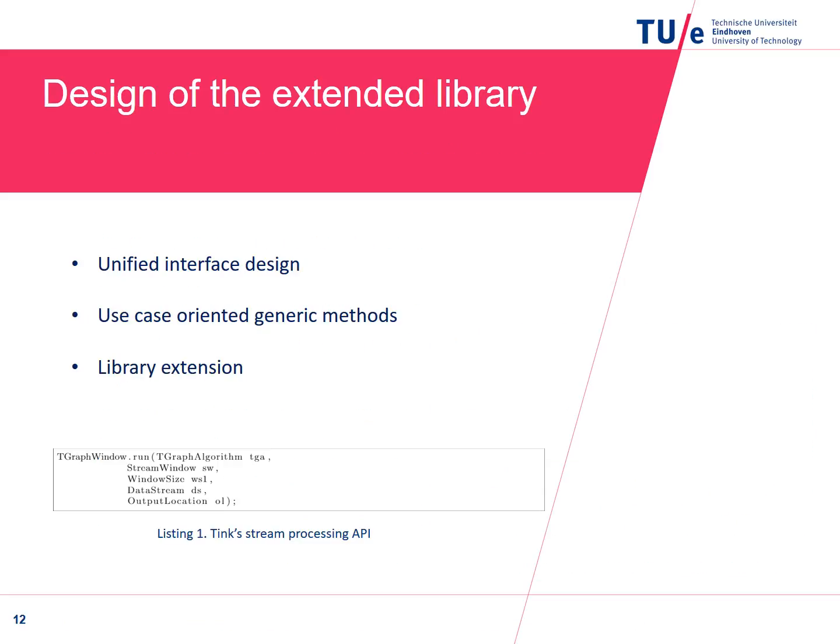So, after the use case study, we can design the extended part of the library based on these use cases. First, we need to follow the design requirements proposed by Wouter, like ease of use or good documentation. But for the extended part, I think there are three other requirements. They are unified interface design, use case-oriented generic methods, and further extension support. The interface is designed as shown in Listing 1. The user can simply use it by setting a few parameters.